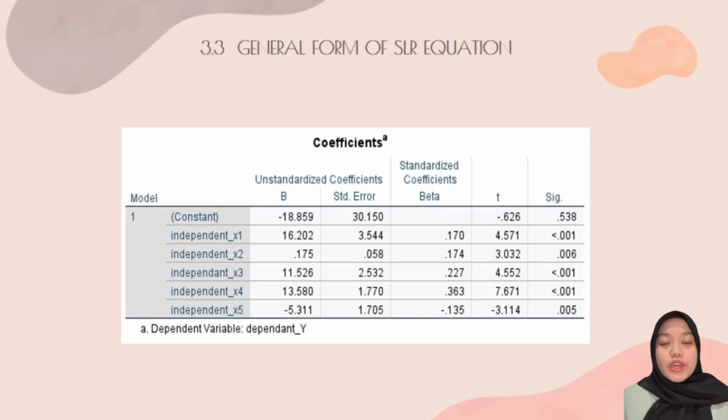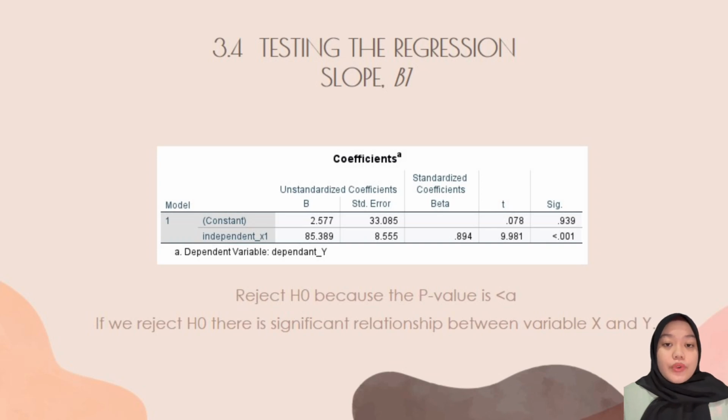I would like to explain 3.3, the general form of the SLR equation. The data that I use is in the slide, which is y equals b0 plus b1x for x1, and the same goes for x2 until x5 data. 3.4 is about testing the regression slope b1. H0 is rejected because the p-value is less. So if we reject H0, there is a significant relationship between x and y.